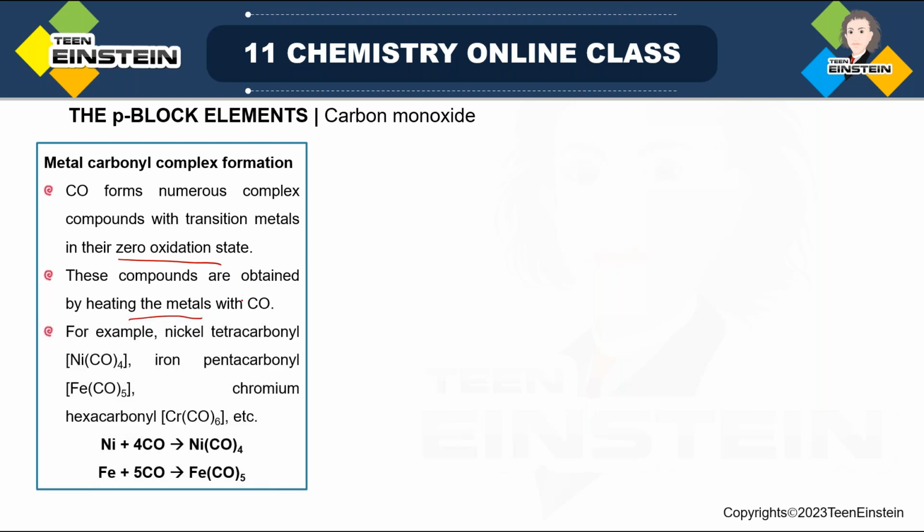Here we will see two examples. Nickel tetracarbonyl, Ni(CO)4, 0 oxidation state. This is also 0. And iron pentacarbonyl, here 5 CO surrounding iron. Then chromium hexacarbonyl, 6 CO surrounding Cr. So nickel, we are treating it with CO, we are getting nickel tetracarbonyl. Similarly, iron is treated with CO, we are getting iron pentacarbonyl. Similarly, we can also do the same reaction with chromium.